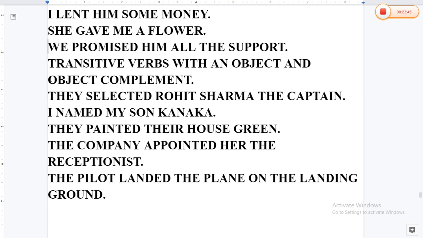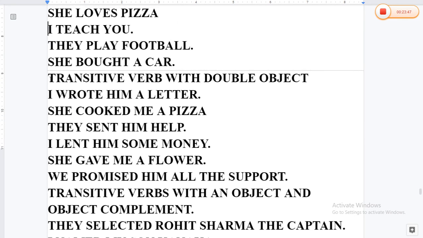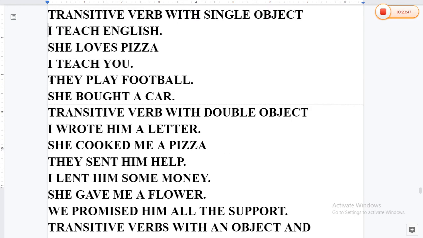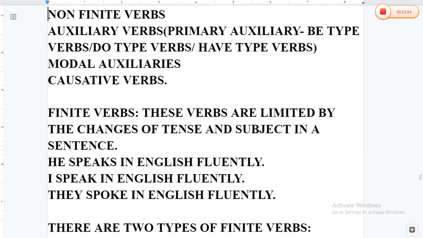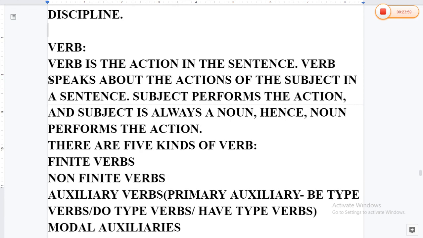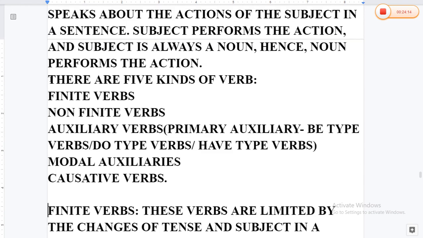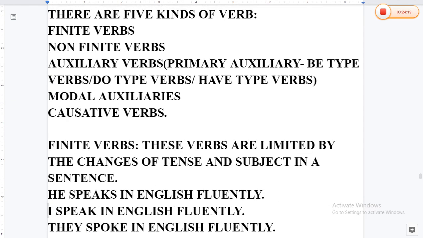Today we have started the topic of verb. We have seen kinds of verb, and verb is the action in the sentence. Verb speaks about the actions of the subject in a sentence. Subject performs the action, and subject is always a noun. Hence, noun performs the action and pronoun performs the action. There are 5 kinds of verb: finite verb, non-finite verb, auxiliary verbs. Yes, auxiliary verbs: do type, be type, have type, and modal auxiliaries and causatives. Then we started with finite verbs.